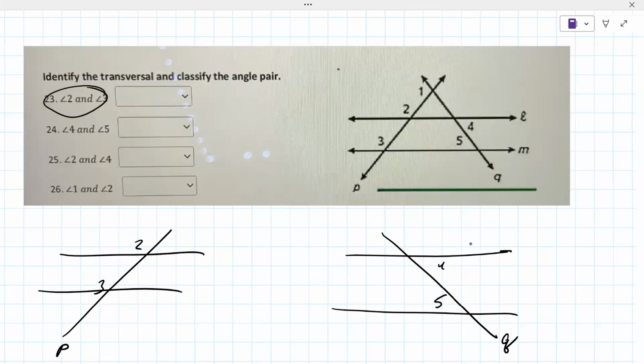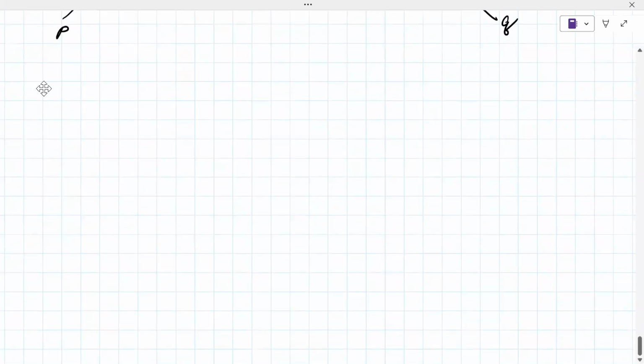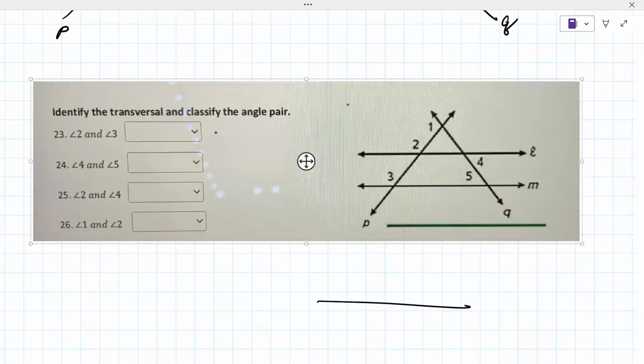There is no next part. It's just, is it line P or line Q? Okay, Q, all right, I guess that's easy enough. So for 4 and 5, it's clearly Q. For 2 and 4, it's a little bit odd here. Reframe the question. I think that's 2 and 4, and L. It is an L, you got it. And then for 1 and 2, P. Yep. Okay, good.